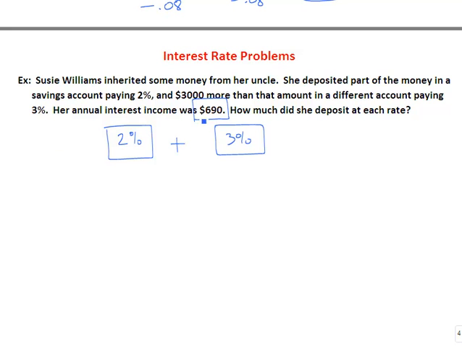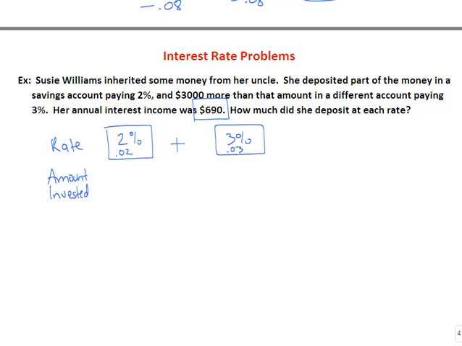Okay, so we have our rates, just like in the mixture problems. We're going to be changing these to decimals, so 2% turns into 0.02 and 3% turns into 0.03. Underneath our boxes, we're going to write down the amount of money invested. Now, we don't know exactly how much we're investing. We want to know how much she's putting into each account. So we don't know anything about how much she's putting into the 2% account, but we know that we're putting $3,000 more than that in the 3% account.